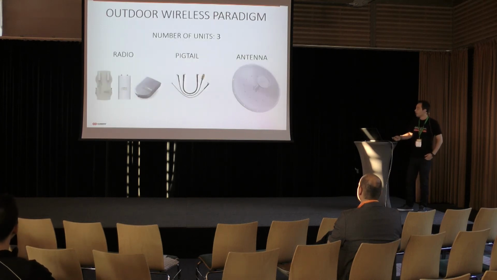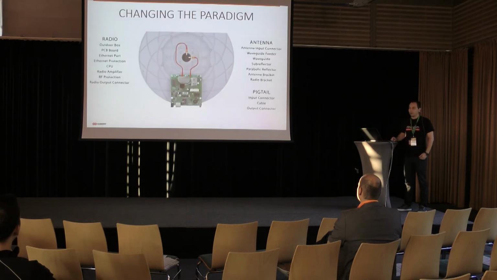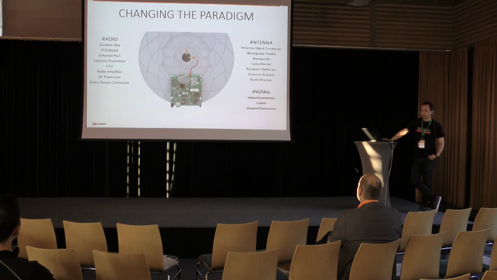What I was telling you: in a current setup, you have to have the antenna, a pigtail, and a radio. But we don't think it's good, and that's why we decided to remove all the parts that are not needed. First of all, pigtails out. These are losses. Connectors out as well, on both sides, the radio and also the antenna side.